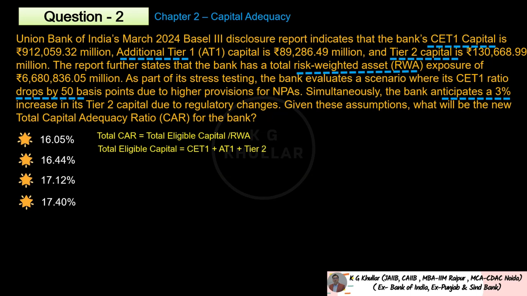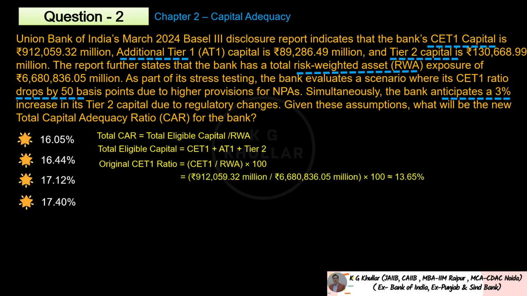So the question has two parts. One, original figures given, and then second, the changed ones. So let's first find the original CET1 ratio, which we can do using the relation, that is CET1 ratio equals CET1 divided by risk-weighted assets multiplied by 100, which is 912,059.32 divided by 66,80,836.05 multiplied by 100, which equals 13.65%.